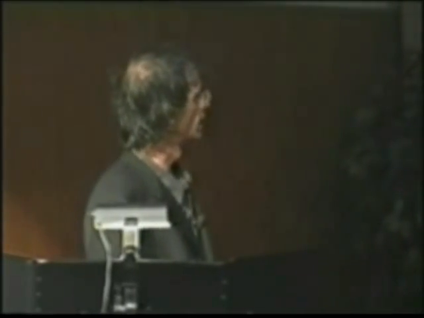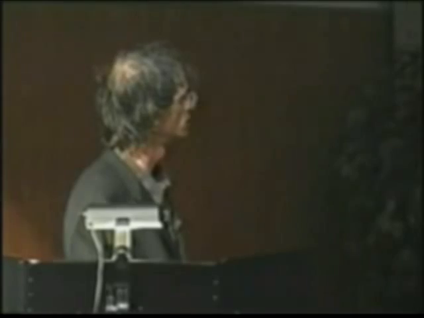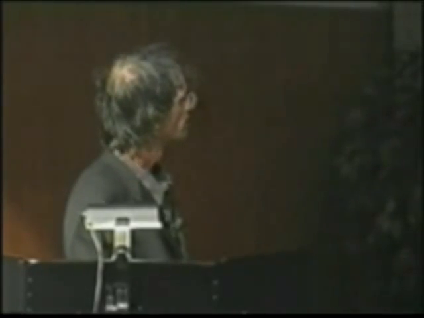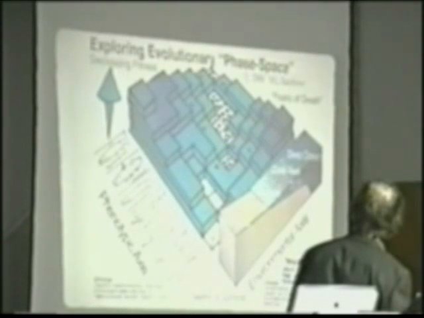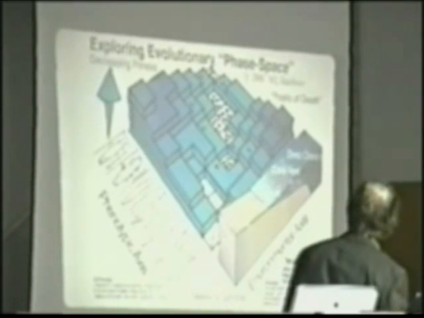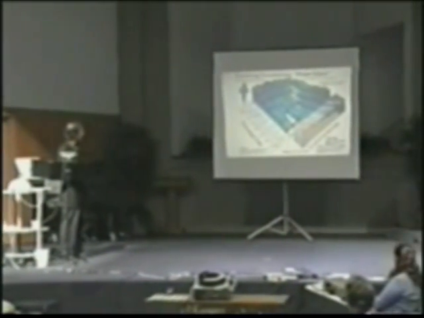It's not a valley. This is a three-dimensional graph in what I call phase space, evolutionary phase space, showing how the machine creates organisms automatically. Here on this axis we have the phenotypic axis. This is what the animals are like.